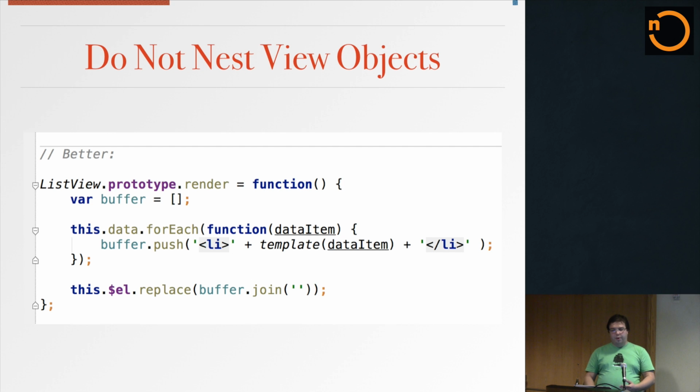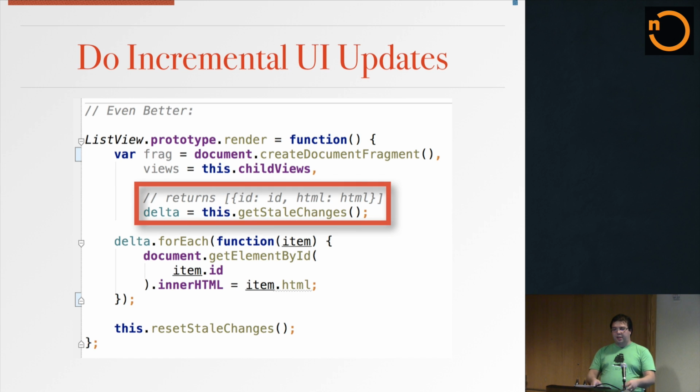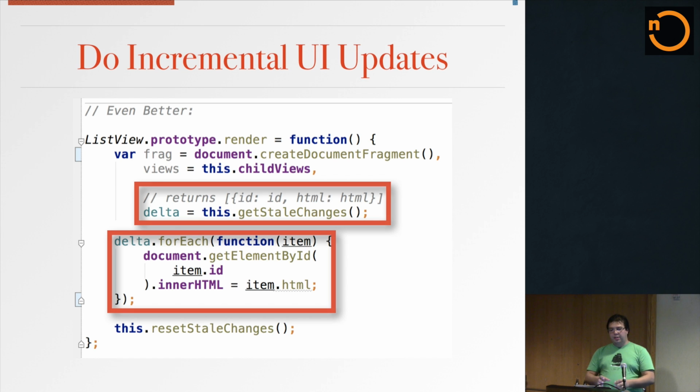And we can do better though. Instead of using a template function, if we know what parts of the page change, we can get the delta of the changes, like this section of the page changed and this section hasn't. Then for each change in our change set, we can pinpoint and modify that part of the DOM. This is implementing a virtual DOM approach that React.js and other libraries are doing.